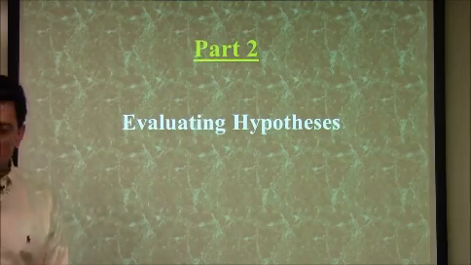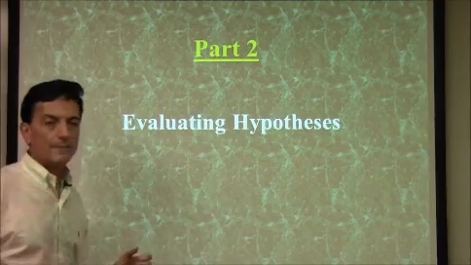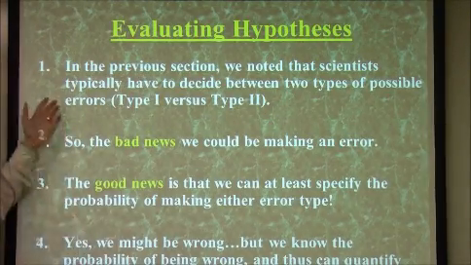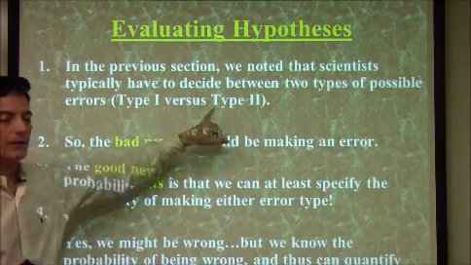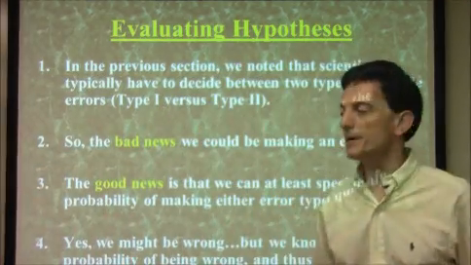Okay, welcome back. We're now going to build on what we've been describing so far, and we'll see how we might go about evaluating hypotheses. So in the previous section, we noted that scientists typically have to decide between 2 types of possible errors, the type 1 error and the type 2 error. The type 1, again, would be the false alarm. The type 2 would be the miss.